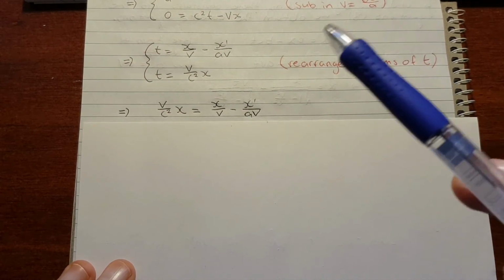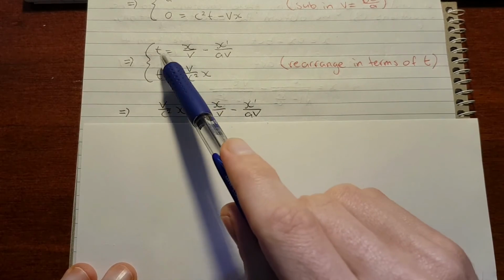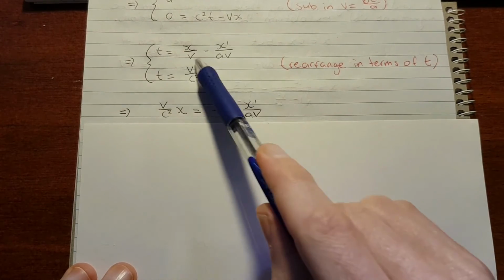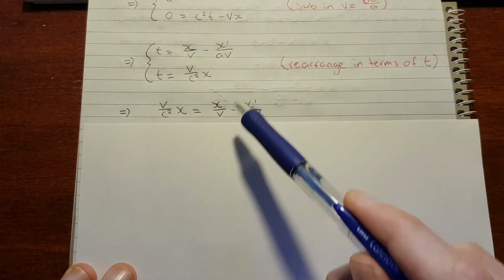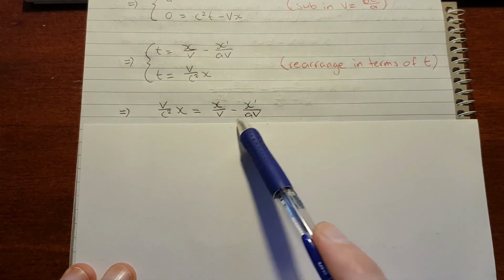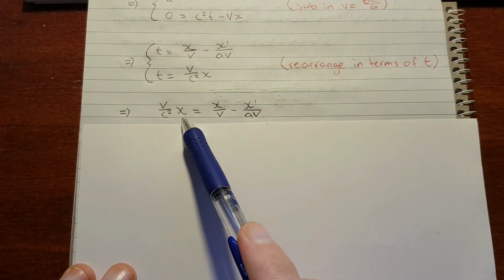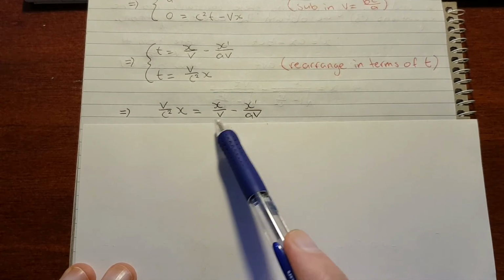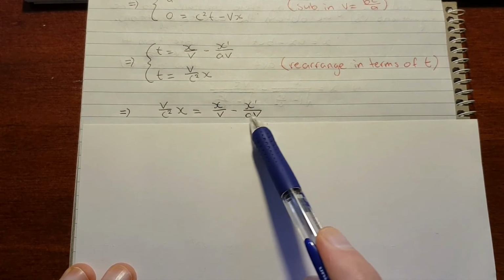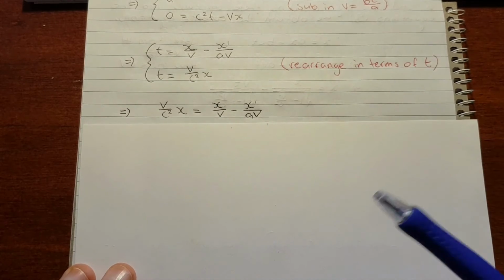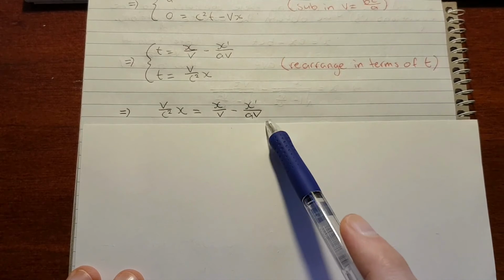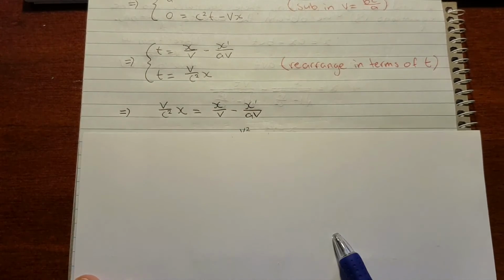So now, because this expression is equal to t and this expression is equal to t, these two expressions are equal to each other. So let's set them equal to each other. So v on c squared times x, this one, is equal to x divided by v minus x primed divided by a times v, this one. So now we can rearrange this and get our x primed on one side.